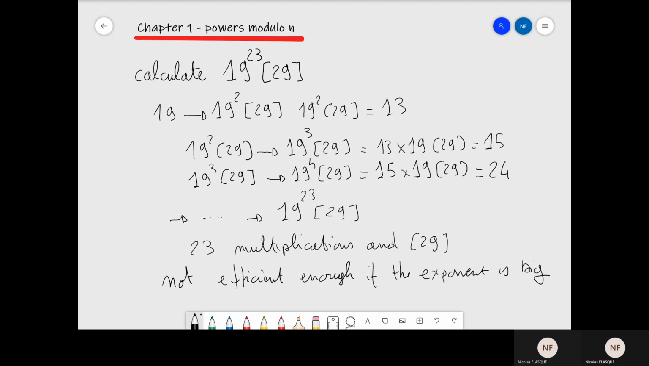So we'll see how to handle it in the last video of the chapter, how to be even more efficient for this calculation.